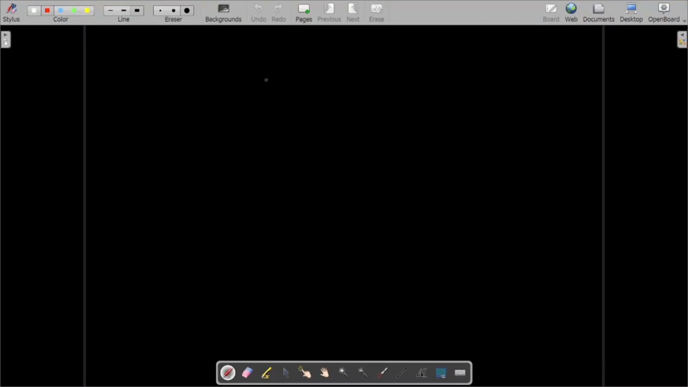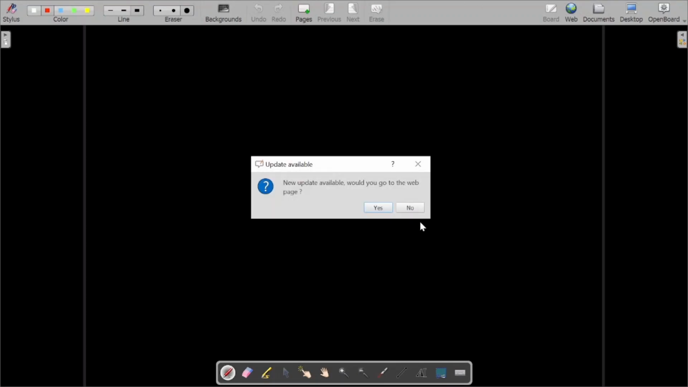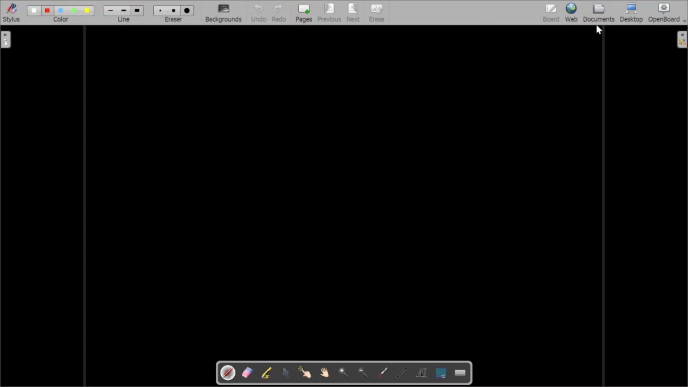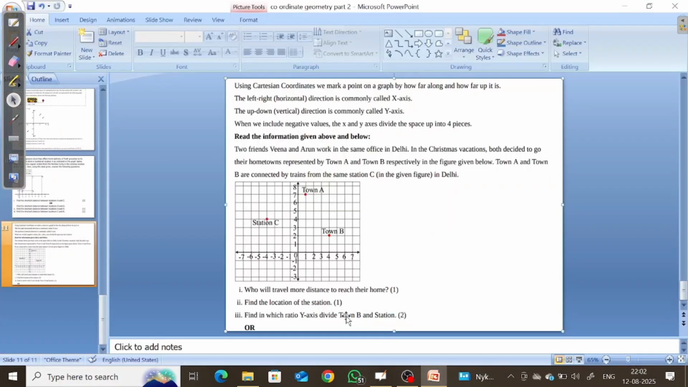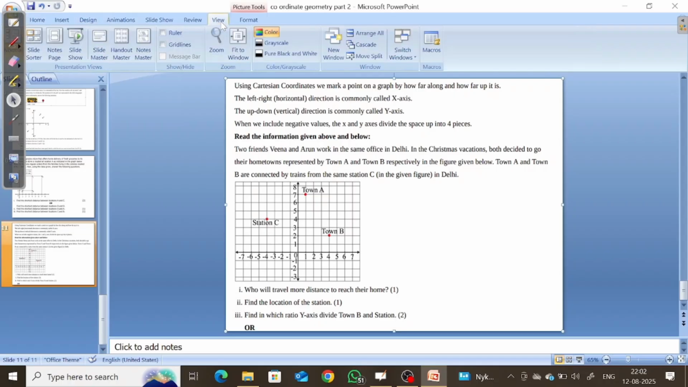Good morning everyone. Today we are going to see some case-based problems from the chapter coordinate geometry. Today is our last day discussing coordinate geometry before the exam. Right after today we will discuss trigonometry.